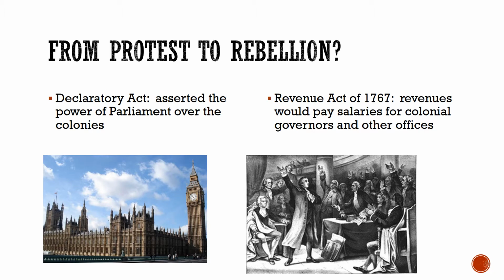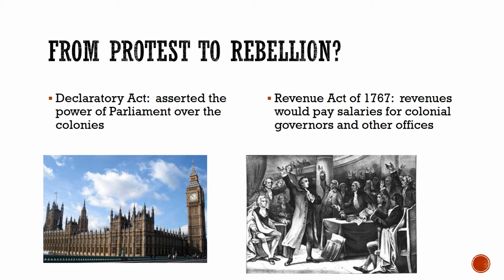King George III had replaced George Grenville with Lord Rockingham, who was a leader of a Whig faction that had been critical of Grenville's colonial policies. In 1766, Rockingham asked Parliament to repeal the Stamp Act, which they did. But Parliament also passed the Declaratory Act, which asserted the power of Parliament over the colonies.